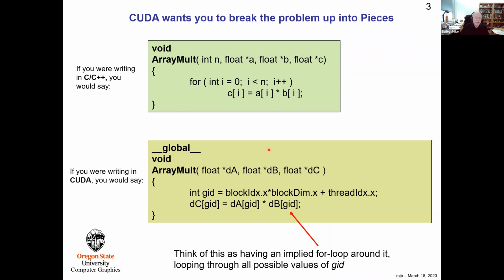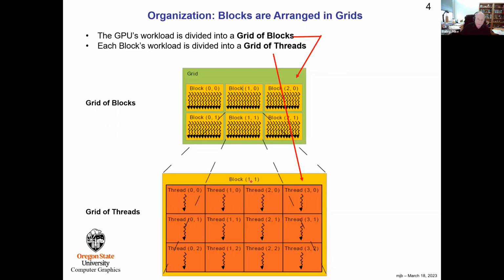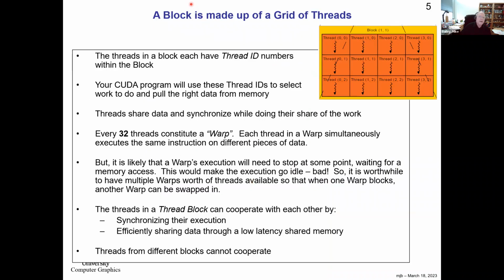Each thread is going to be executing this kernel, but it's going to end up working on a different global identifier. Okay, so a block is made up of a grid of threads. The threads have thread ID numbers. Your CUDA program will use these thread ID numbers to turn them into a GID that will pull the right data from memory and put it back where it belongs.